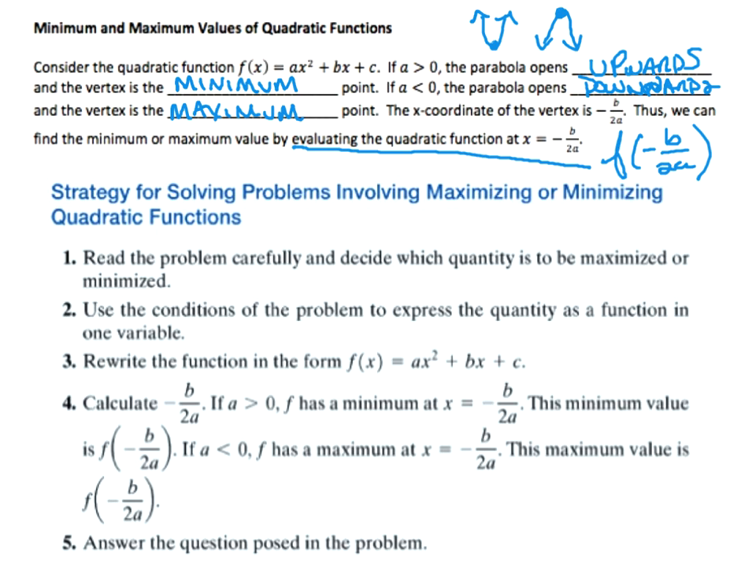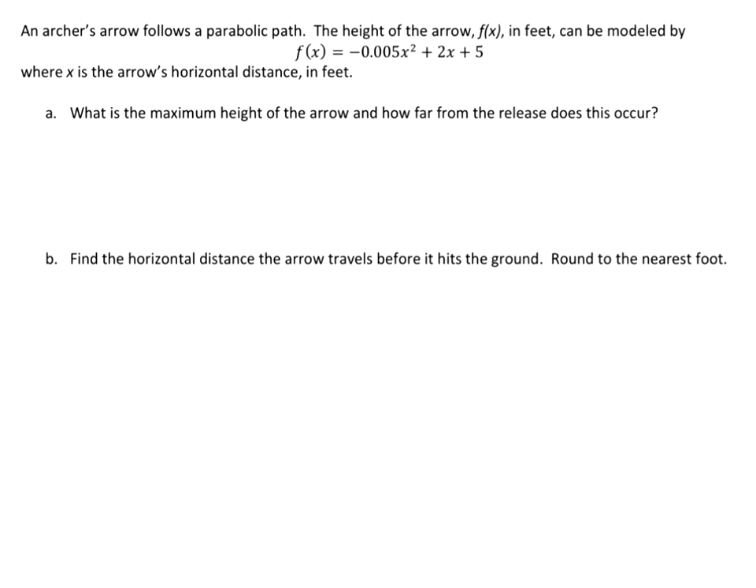So you're going to see word problems that say maximize this area or maximize profits, minimize something. Whenever you see those words, all you have to think is, I'm focusing on the vertex of this parabola, even if there's no picture of it for you to look at. So you're going to read the problem, decide what needs to be maximized or minimized, use the problem to express it in one variable, rewrite it in function form, and then do f of negative b over 2a, and then answer the question. So let's take a look.